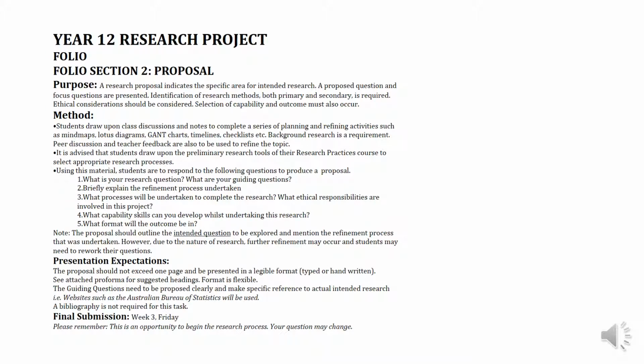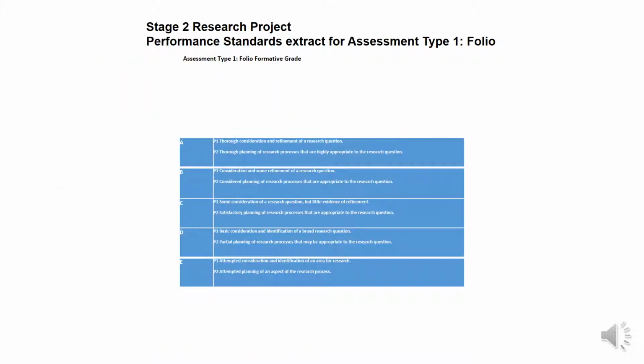So this is our task sheet. All right. We know that this is what it looks like because you've been studying it religiously, obviously. Now, those are your sections. This is what you've been marked on. Remember, planning. We want consideration and refinement of a research question, and we want processes that are appropriate to the research question.